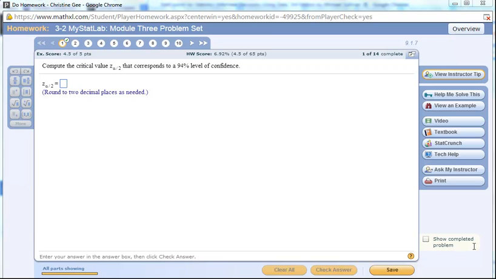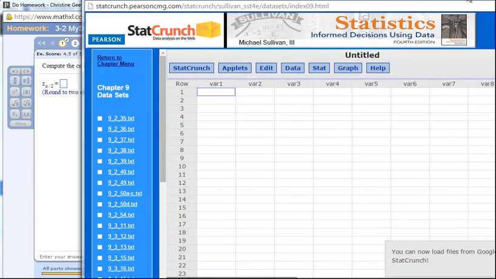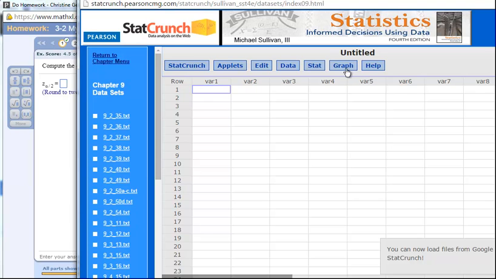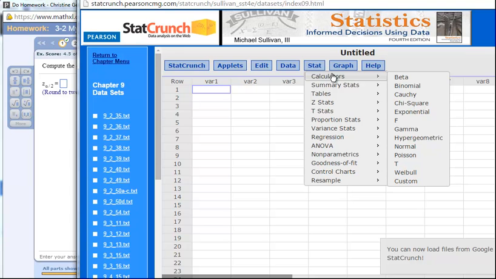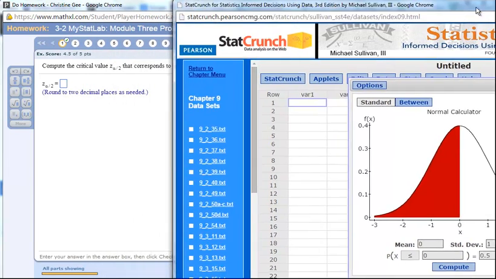So first thing I do is let's go ahead and go into StatCrunch, and we'll take a look at it and talk about it further. First thing I do is go into Stat, Calculators, and then Normal. A normal distribution curve can help us calculate probabilities and all kinds of things. And let's go ahead and see what this says.